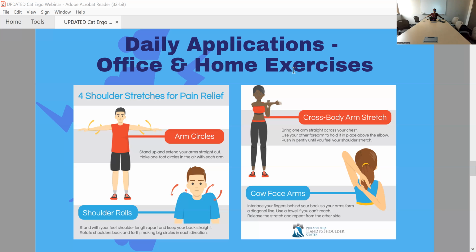Okay, and then shake it out, and then bring your left arm over your chest and have your right arm hold it in place. Go ahead and stretch for 10 seconds here.